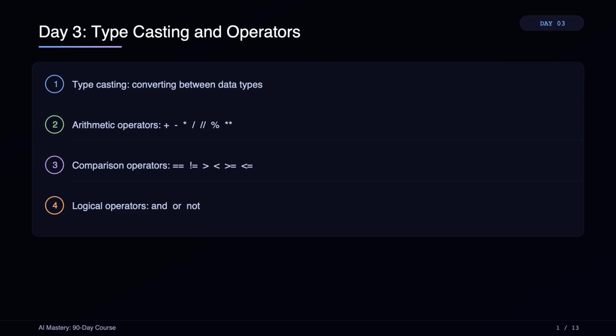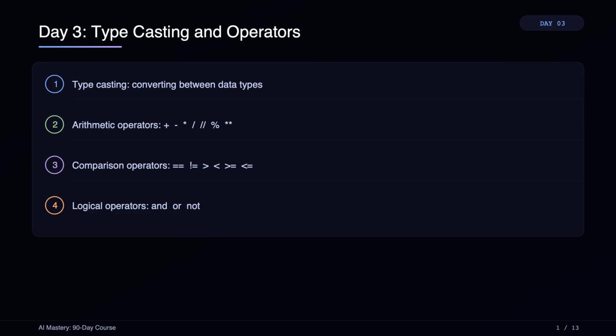Today, day 3, we are going to build on that foundation and learn 2 incredibly important topics: typecasting and operators. Typecasting is how you convert a value from one data type to another, for example, turning the string "25" into the integer 25 so you can do math with it. Operators are the symbols and keywords that let you perform calculations, make comparisons, and build logical conditions.